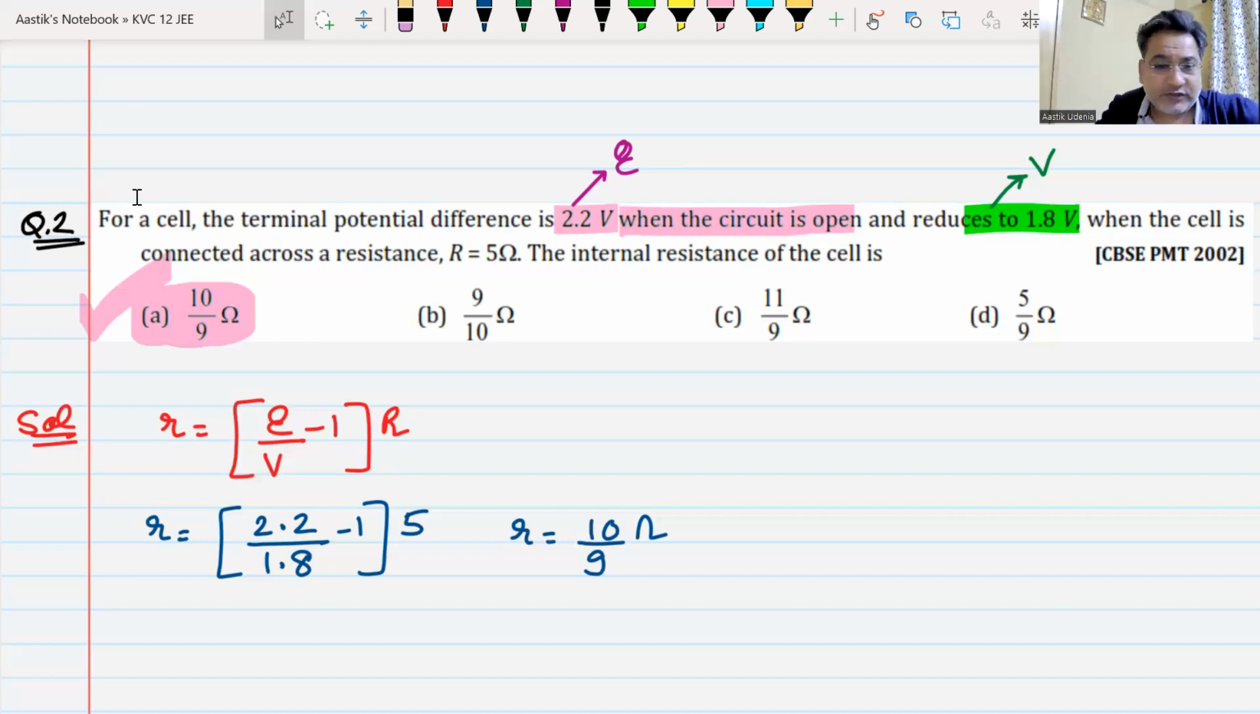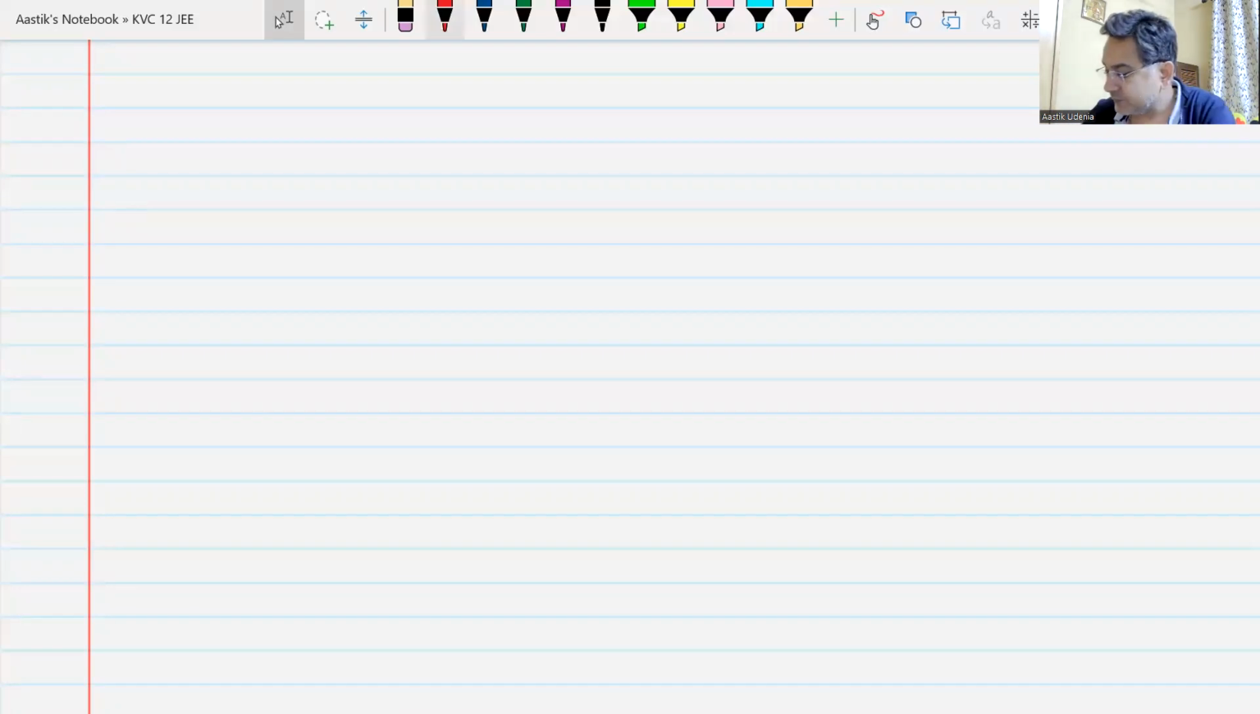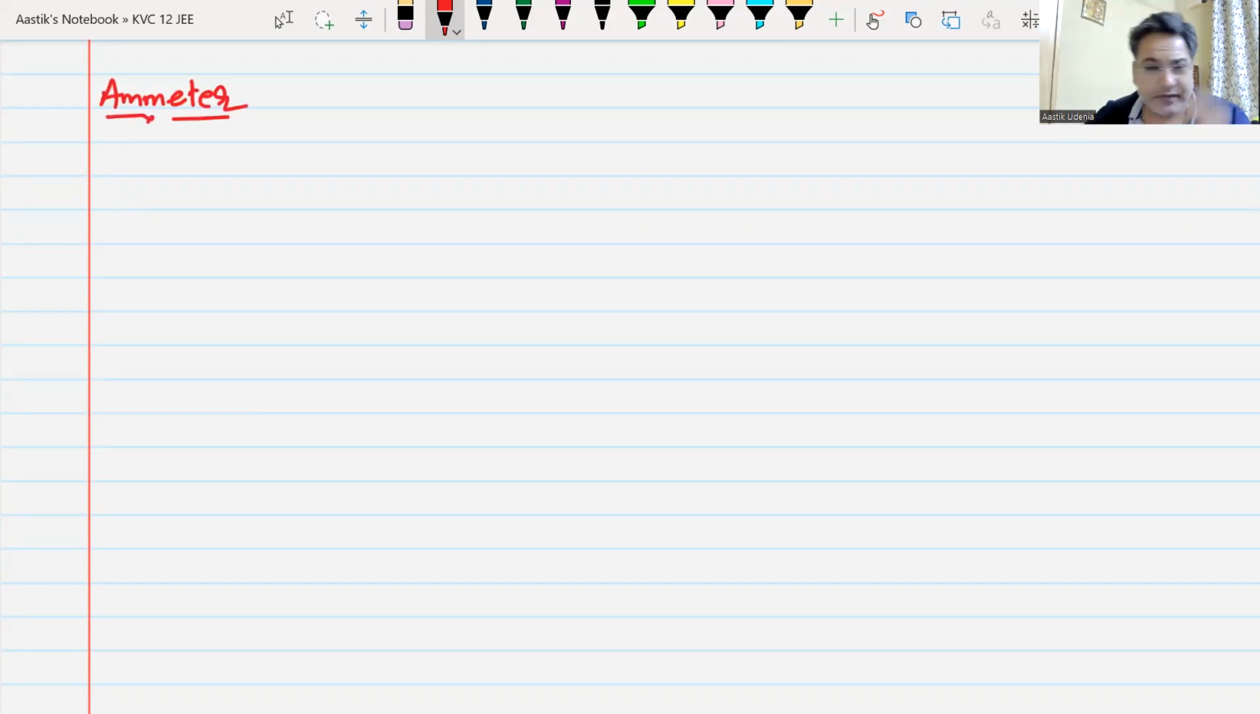So we'll try to see them one by one, and the first one that comes into the line is what? What is the first electrical instrument that we must talk about? The simplest of them. And what is the simplest of them? The simplest of them happens to be ammeter.